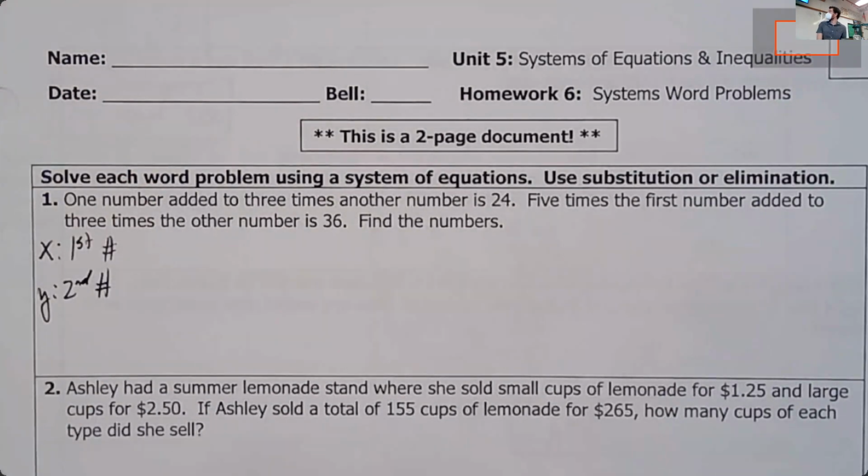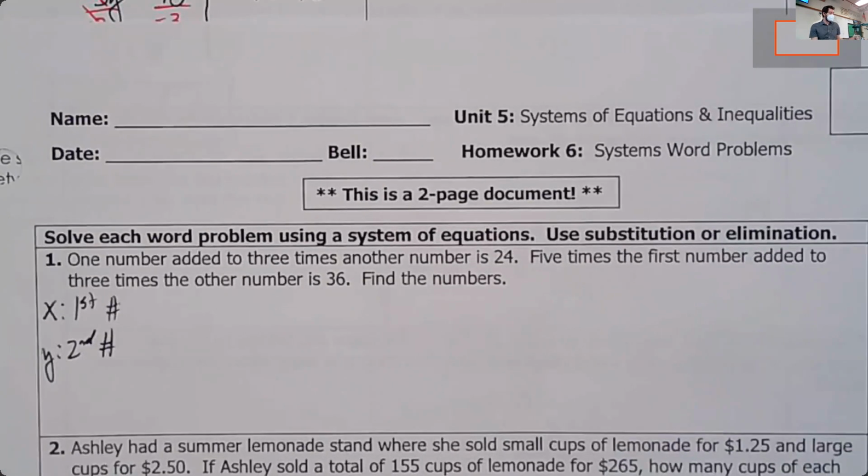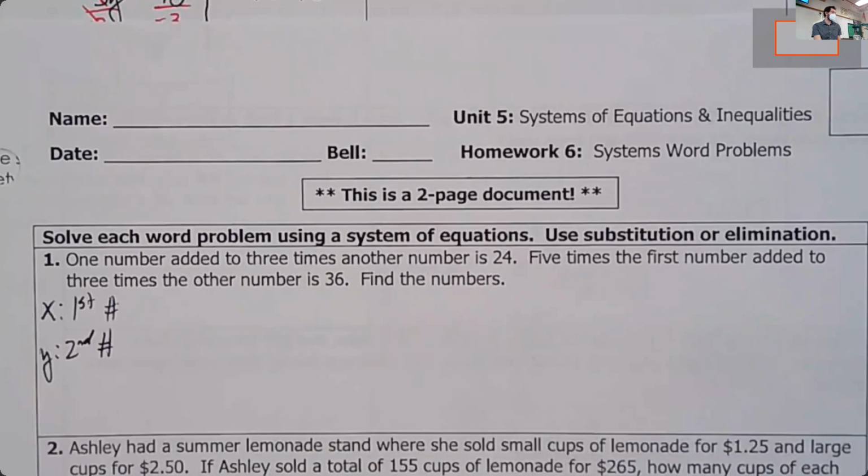Regardless of the problem, we should always be able to define our variables. Anytime we're working through a problem, even if it's a problem like this, or even on the next problem, I would hope that you'd be able to define your two variables no matter what.